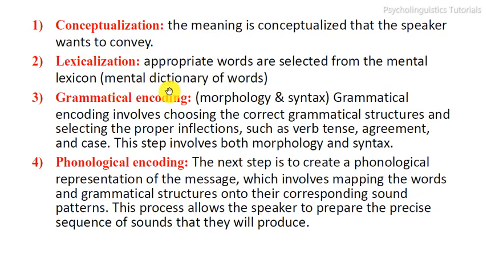The third step is grammatical encoding. Morphology and syntax are involved in grammatical encoding. Grammatical encoding involves choosing the correct grammatical structures and selecting the proper inflections such as verb tense, agreement, and case. This step involves both morphology and syntax.